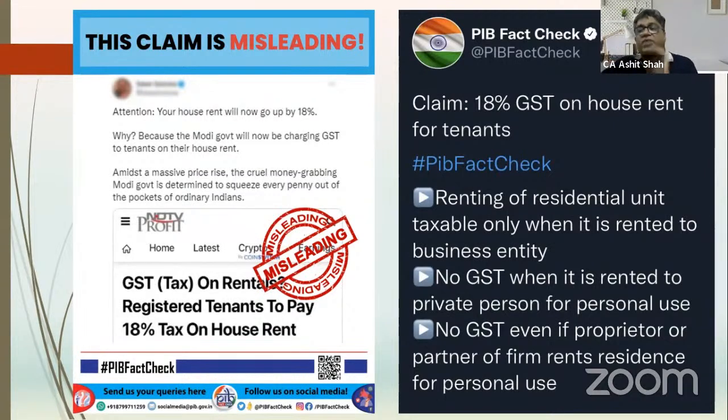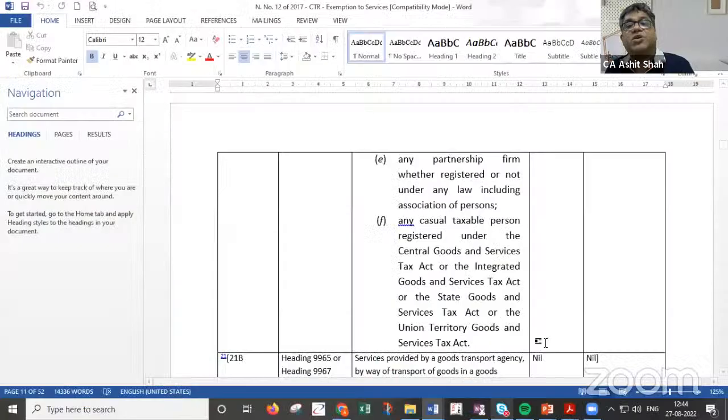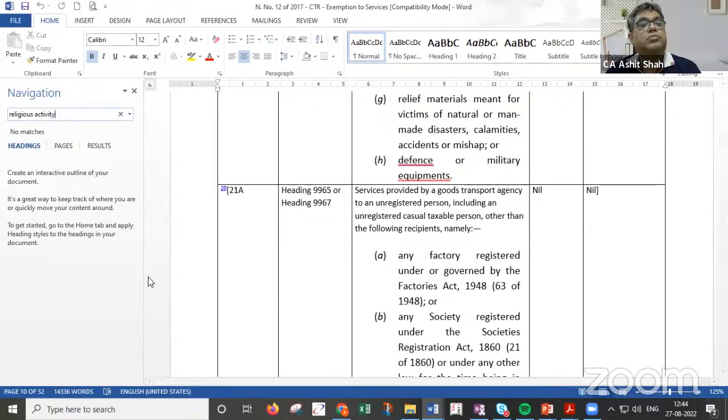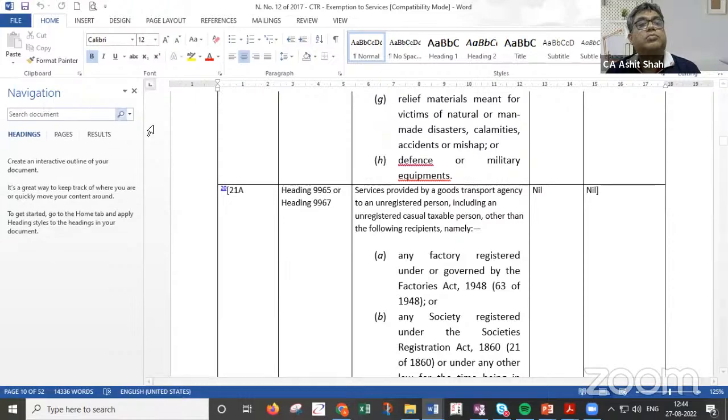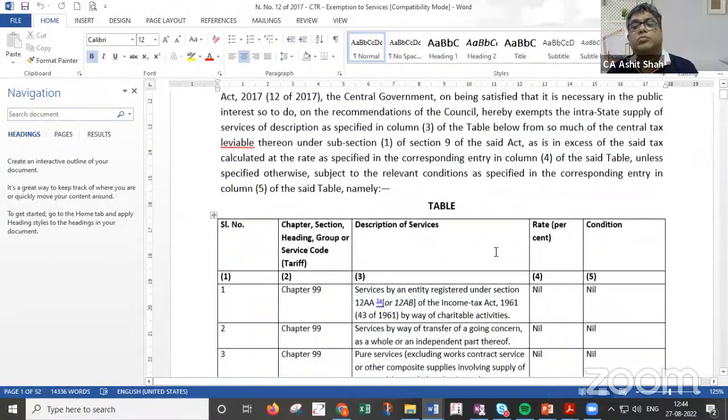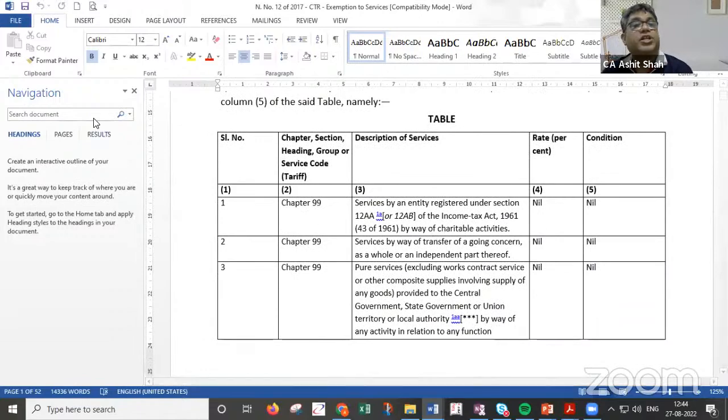So we have to see whether that falls under the definition of religious activity. I doubt that will fall under religious activity. I will just show you, just a second. That would be notification number 12, right? Charitable activity.